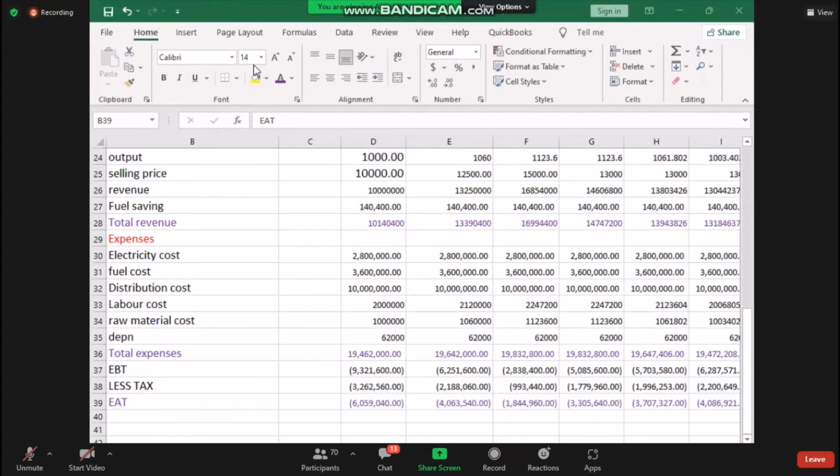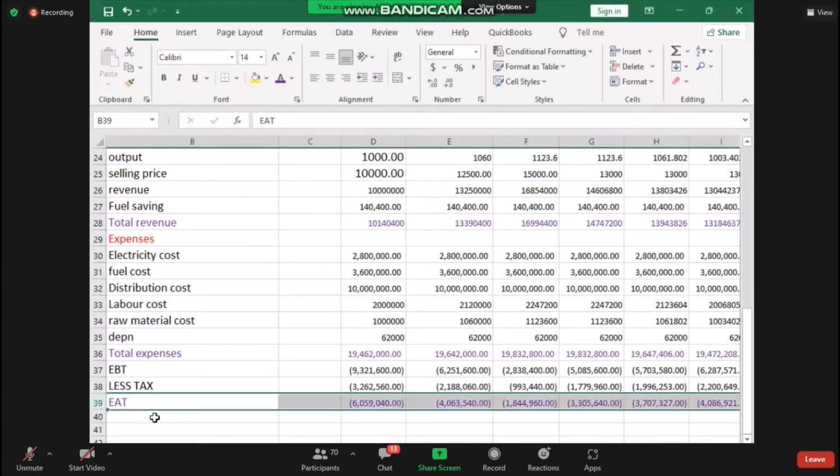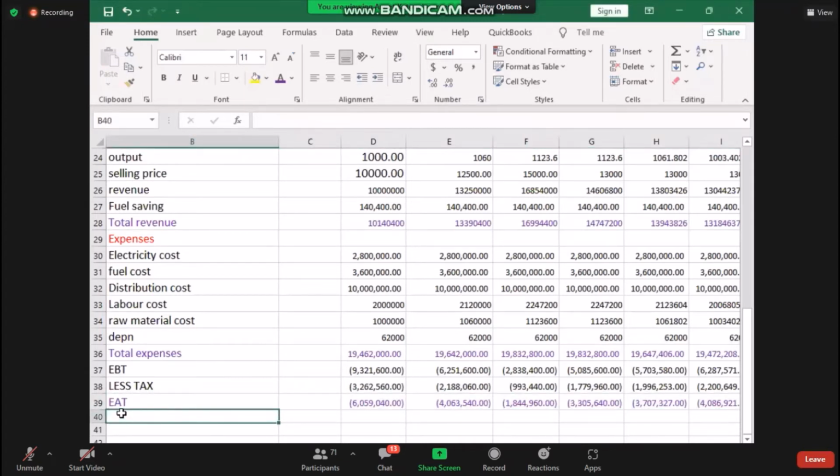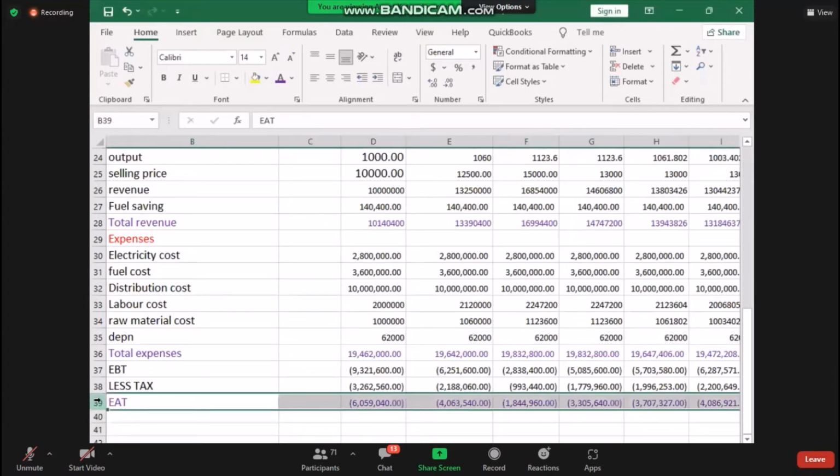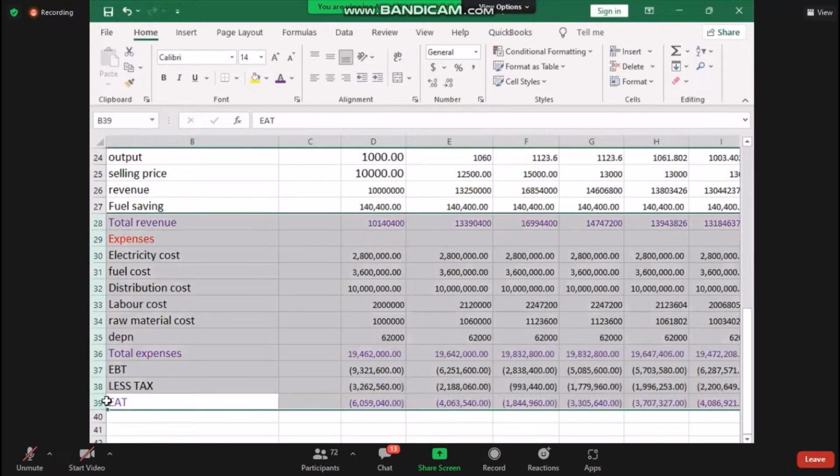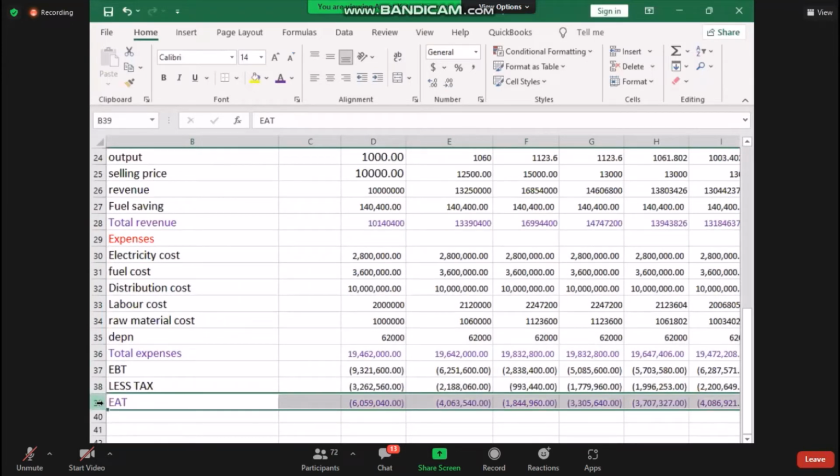Okay. So we have our earnings after tax. And this is where the accountant is going to stop. If it is an accountant, then you will conclude and say that I'm making losses. Why? Because of these negative values, losses.